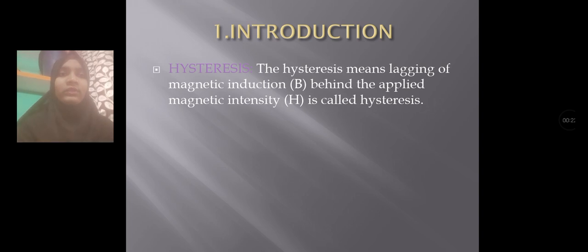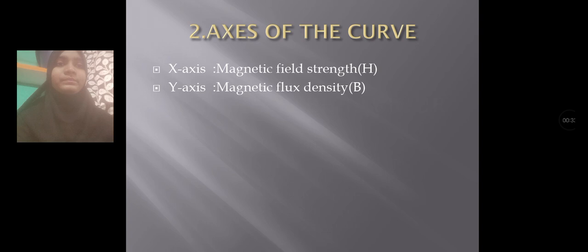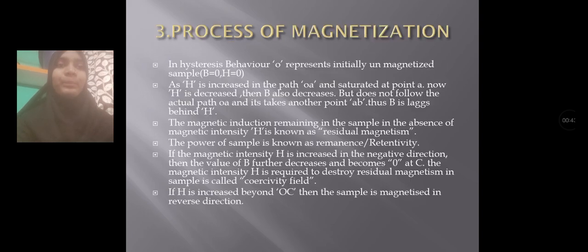Introduction. Hysteresis means the lagging of magnetic induction B behind the applied magnetic intensity H. Axis of the curve. On the x-axis we take magnetic field strength H. On the y-axis we take magnetic flux density B.